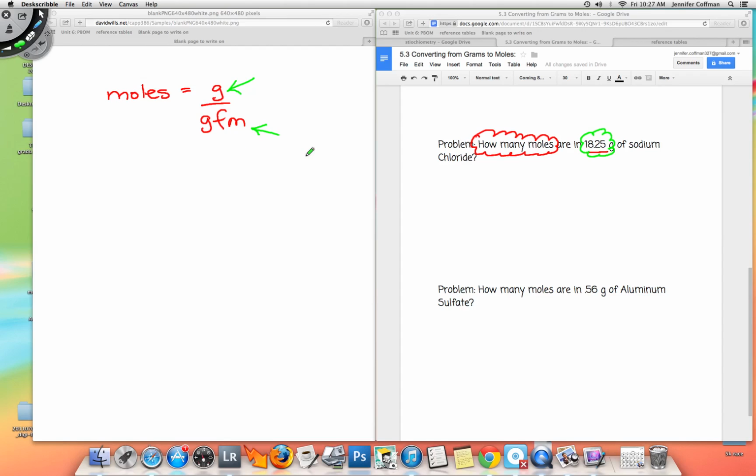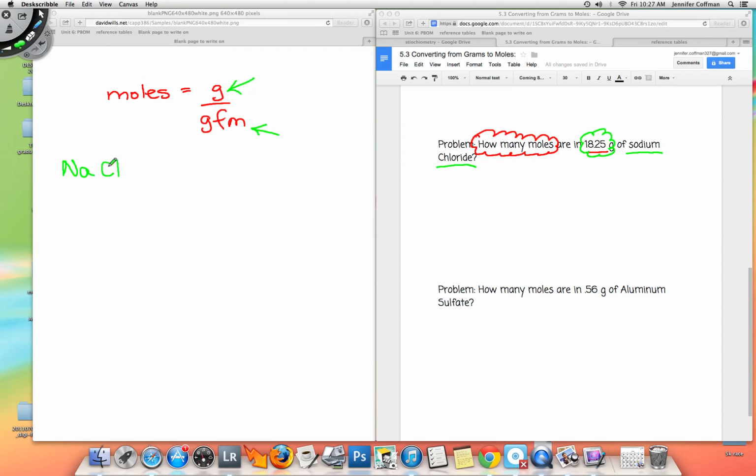And how do I calculate gram formula mass? Well, if you don't remember, go back to the program on calculating gram formula mass, but I'm going to do it for you. We've got sodium chloride here. Sodium chloride's formula is sodium and chlorine.